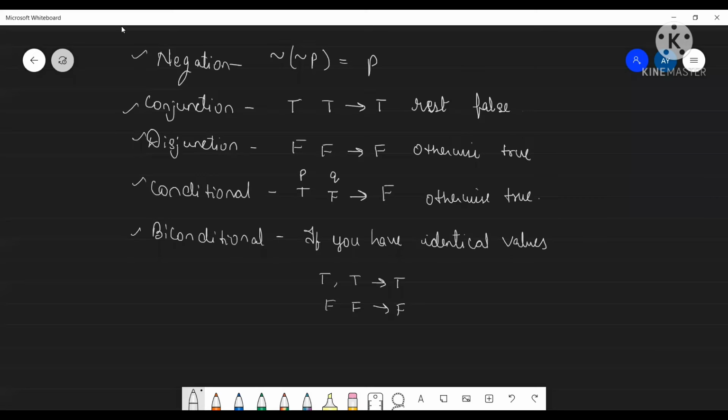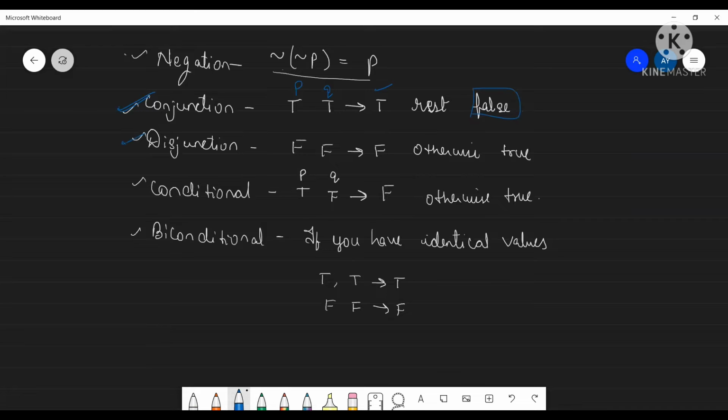Hello everyone. Today in this class we are going to see the problems on truth tables. Before going into the problems, let me quickly revise the definitions. Negation of negation P is equal to P. And what is conjunction? Whenever the P value is true and the Q value is true, then the statement will be true. Otherwise, the rest of the elements are false.